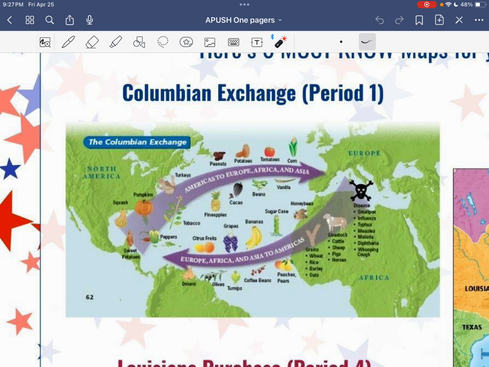The European livestock comes to the New World. So Native Americans get horses and domesticated cattle. The transfer of crops like maize, potatoes, and tomatoes end up in the Old World. They come from the New World, they go to the Old World, and that stabilizes their diet, diversifies their diet, gives them a longer lifespan, less sickness.